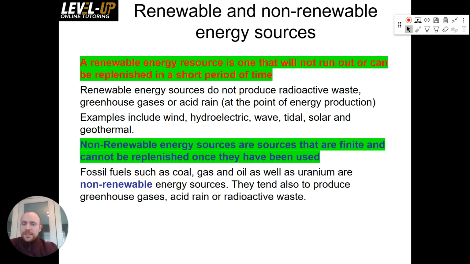So fossil fuels, as I said, coal, gas, oil, and uranium, which is used for nuclear power stations, they are all non-renewable. We can't produce them within a short time period. And they also tend to produce harmful gases, greenhouse gases, the gases I talked about before, sulfur dioxide for acid rain, the carbon dioxide for greenhouse gases, but also radioactive waste.